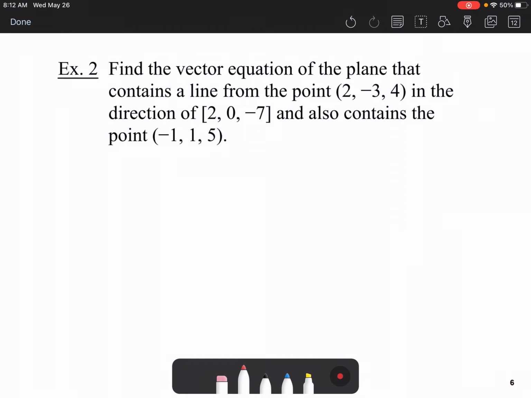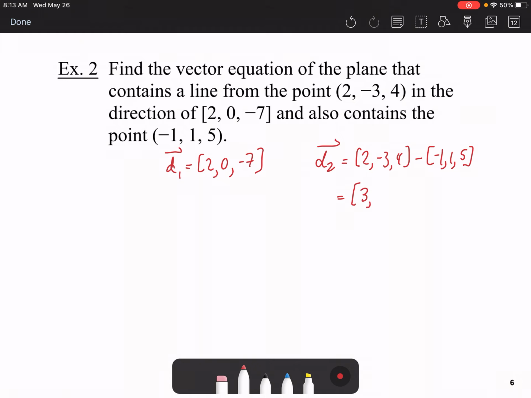So let's find the vector equation of the plane that contains a line from the point 2, negative 3, 4 in the direction 2, 0, negative 7, and also contains the point negative 1, 1, 5. So based on this information, I already know one direction. One of the directions is 2, 0, negative 7. But I need another direction. And again, this direction has to be different. So you have two other points. What if we subtract those? As long as the second direction does not equal the first one, or a scalar multiple of it, we would be fine.